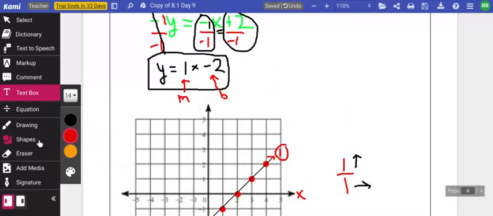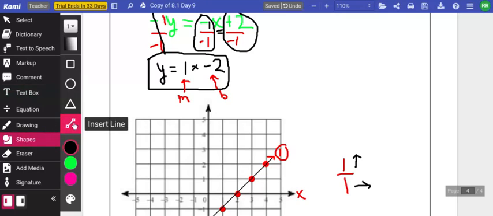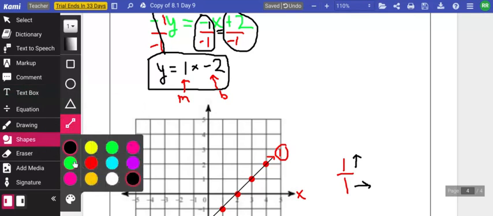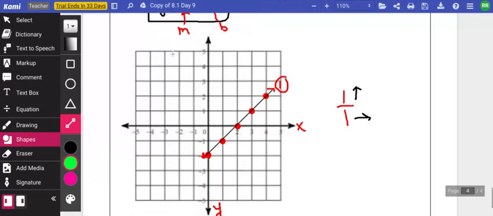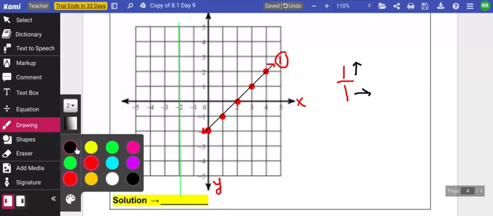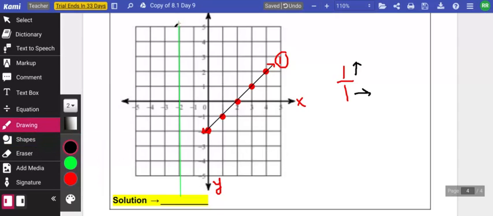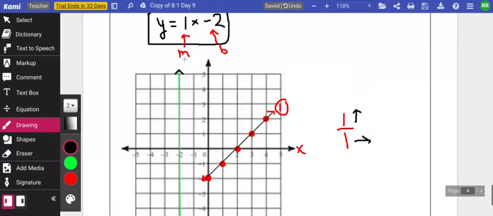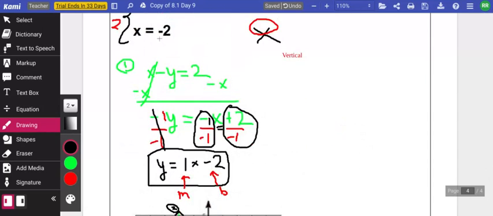Okay, so let me go insert line here, and you can change the color of the line as well. So let's change this to maybe green. And here's negative 2. So I'm going to do my up and down line right here. And arrows on the end of the line to show that the line continues forever in both directions. And put a little 2 and circle it. This is line 2 that comes from equation 2, x equals negative 2.